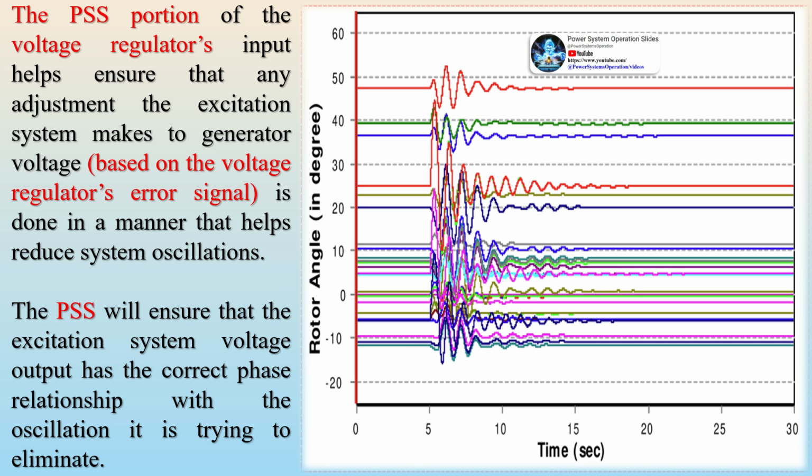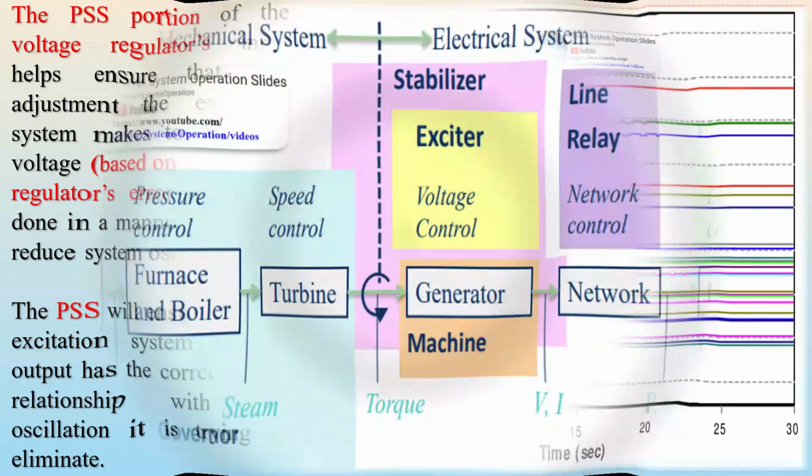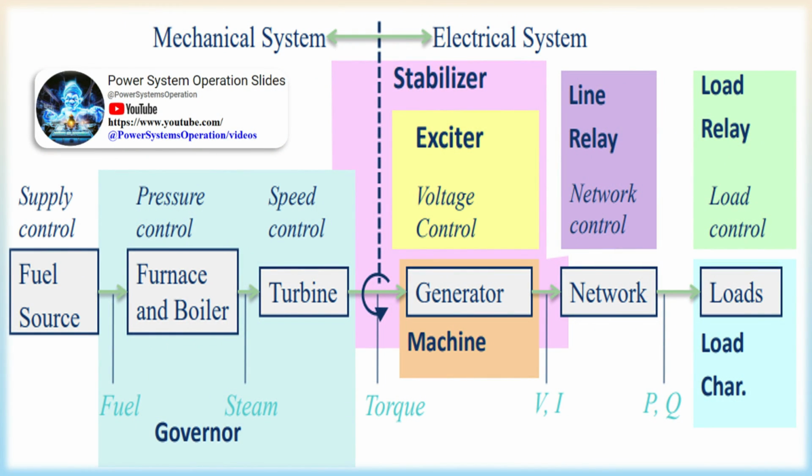Stronger system ties and lighter loading tend to give higher local mode frequencies, and weaker ties and heavier loading tend to give lower local mode frequencies. PSS performance must be designed to provide acceptable performance over a wide range of system conditions, which may result from different operating conditions such as lines out of service and varying load levels. Signal processing: the PSS processes these signals to detect any oscillations or instability. It uses algorithms to determine the appropriate corrective action needed to dampen these oscillations.